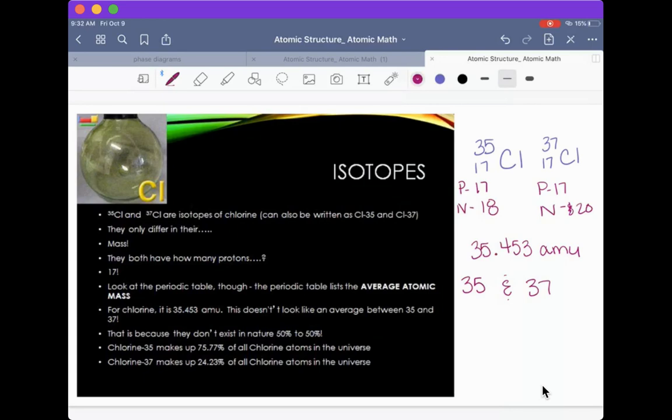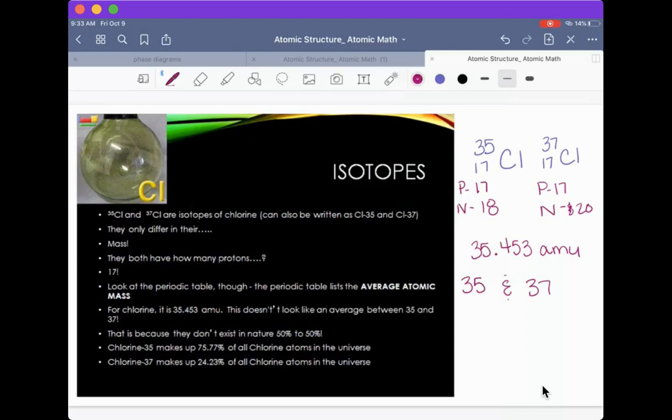Chlorine 35 is the more stable isotope. Therefore, it is found 75.77% of the time when we're looking at chlorine atoms. So of all the chlorine atoms in the universe, 75.77% of them are chlorine 35. Chlorine 37 is not quite as stable, so it's only found about 24% of the time. So we take a weighted average of the two to get to the 35.453 AMU that we see on the periodic table.